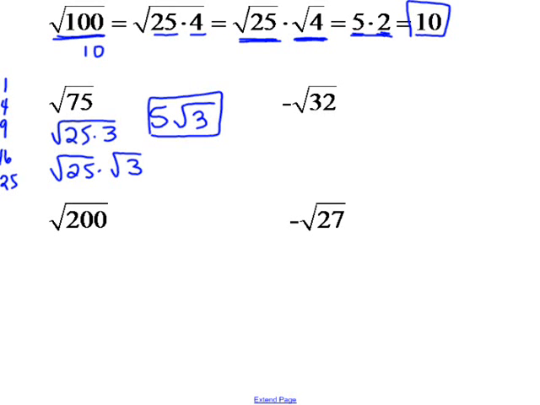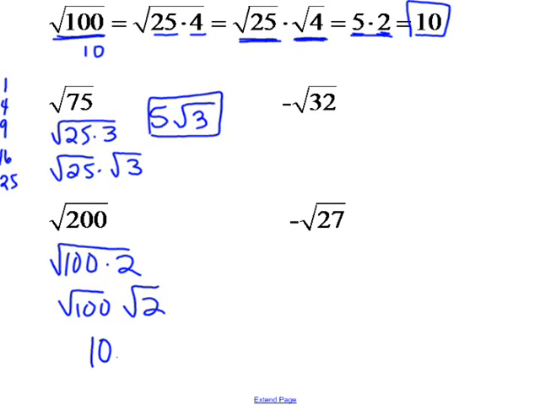When you do the square root of 200, I notice that's 2 times 100, so I'm going to do 100 times 2. Well, the square root of 100 is 10, and then we have the square root of 2, so we have 10 times the square root of 2, since we can't simplify the square root of 2.